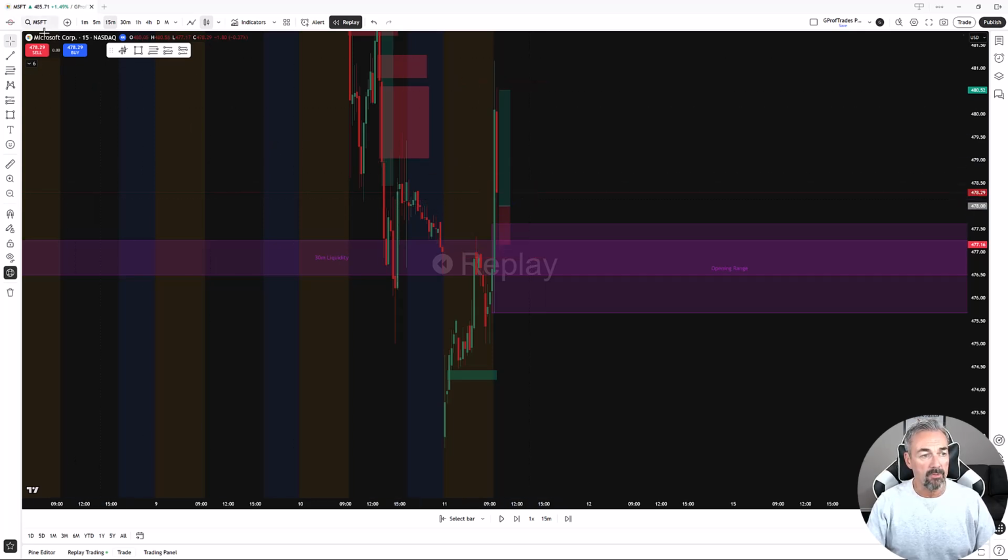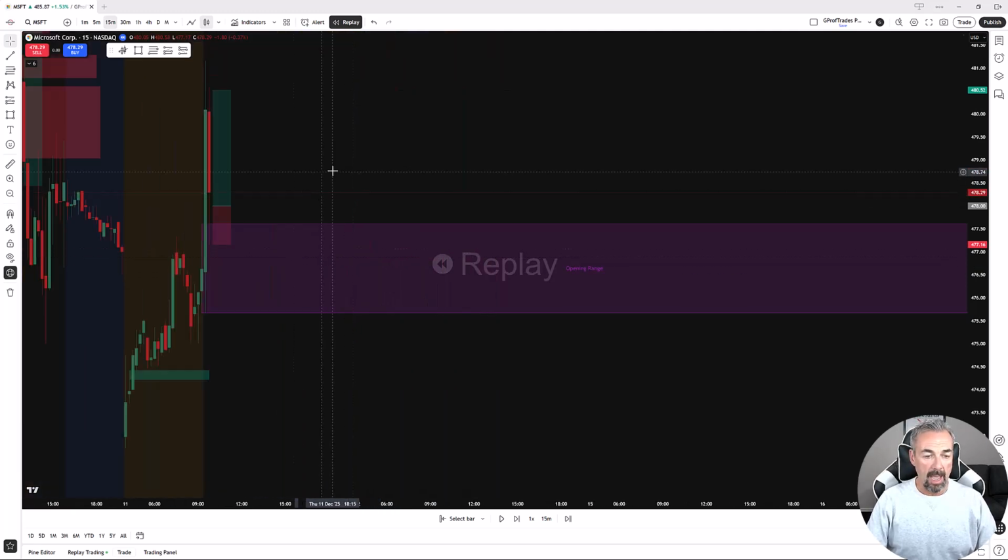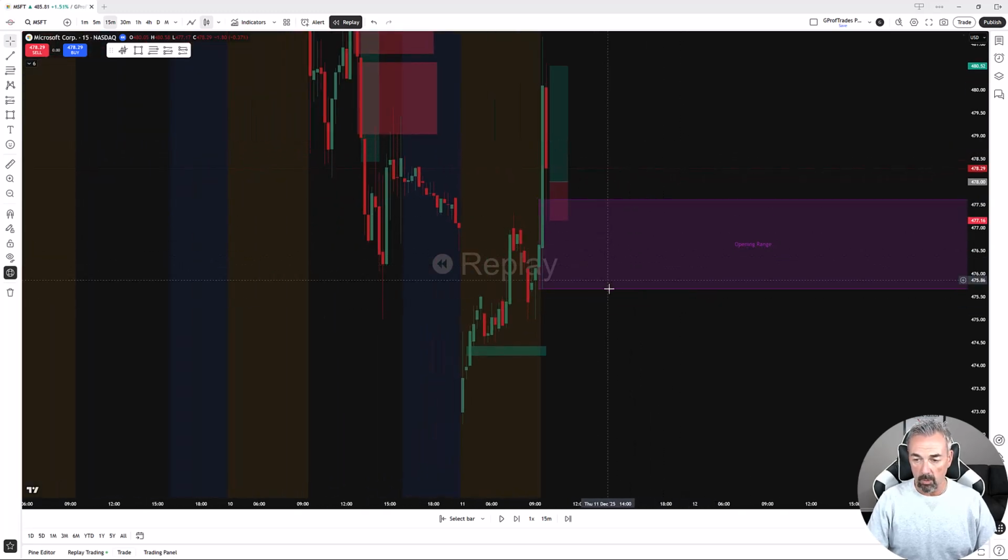Again on Microsoft, this was a break and retest long. I've got the 15-minute chart over here. This is the 30-minute liquidity I was talking about yesterday. I left it on there because it was a level of interest. However, now that I've seen it there, I'd like to remove it because I wasn't really paying attention to it this morning. What I was looking at was the opening range over here. So the opening range I had set up already.